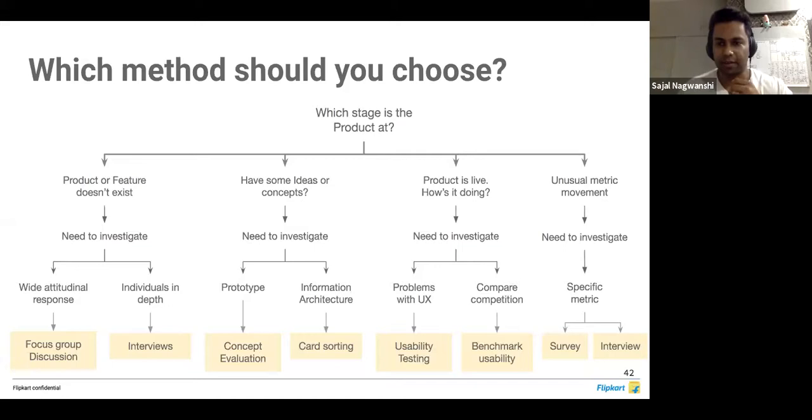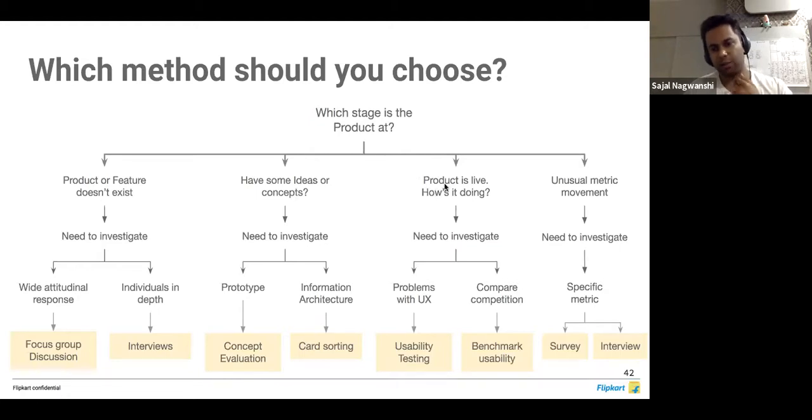So this is one screen. I would request, if you are really interested, you can take a screenshot and go through it later on. But here's one way to decide which method to use. The first thing you can ask is, which stage is the product at? Is it at a stage where it does not exist? That's the first one. B, you have some ideas and concepts and you want to investigate.